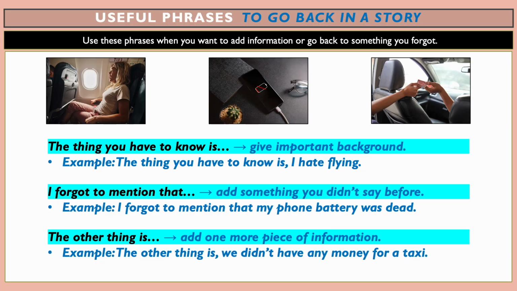2. I forgot to mention that is used to add something you didn't say before. For example, I forgot to mention that my phone battery was dead. 3. The other thing is used to add one more piece of information. For example, the other thing is we didn't have any money for a taxi.